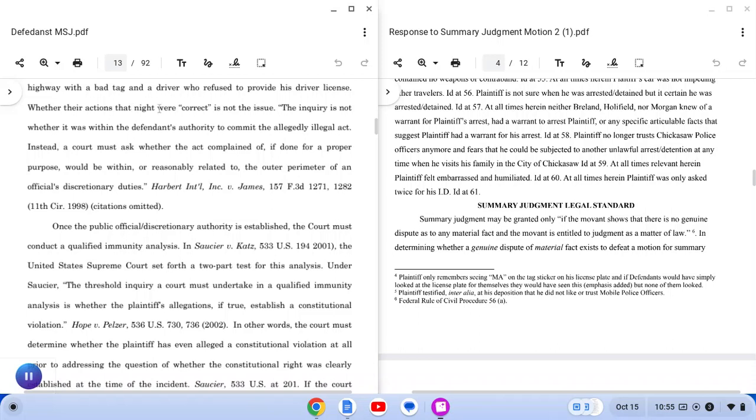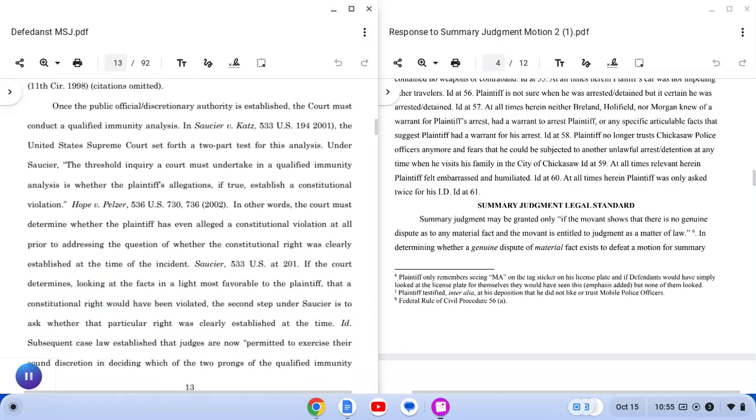Whether their actions that night were correct is not the issue. The inquiry is not whether it was within the defendant's authority to commit the allegedly illegal act. Instead, a court must ask whether the act complained of, if done for a proper purpose, would be within or reasonably related to the outer perimeter of officers' discretionary duties. Once a public official's discretionary authority is established, the court must conduct a qualified immunity analysis. There's their case to support their contention.